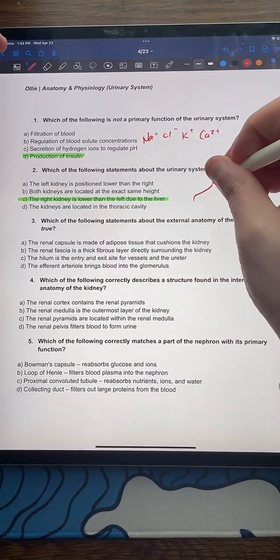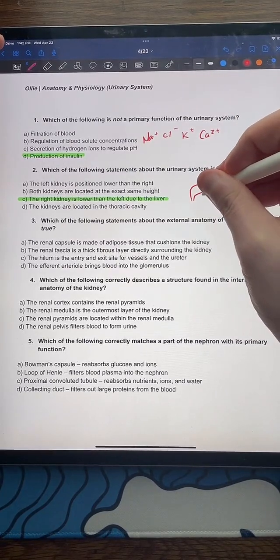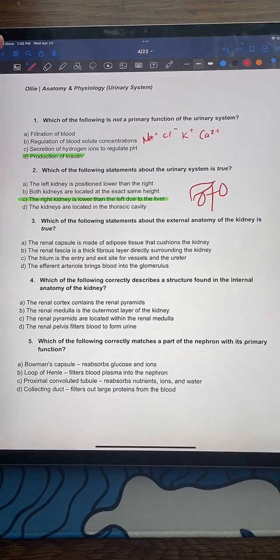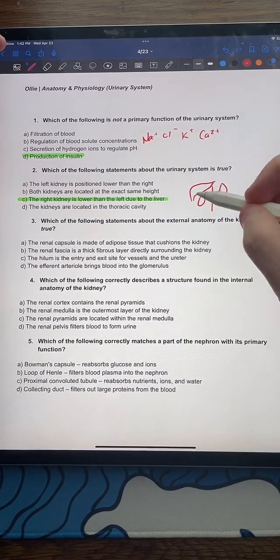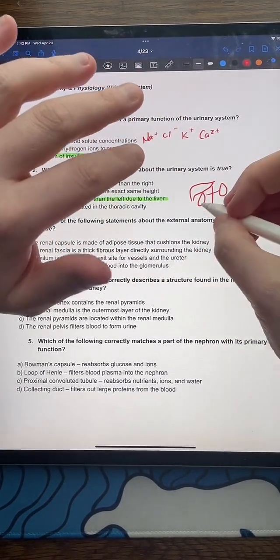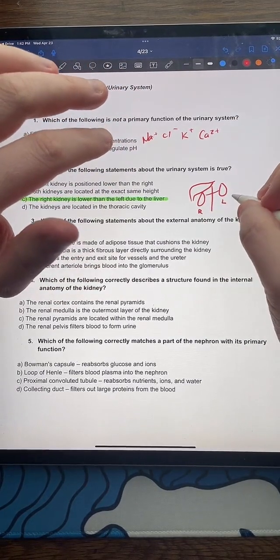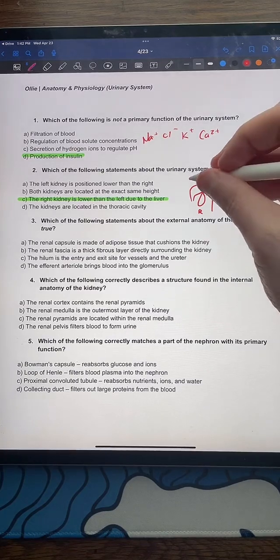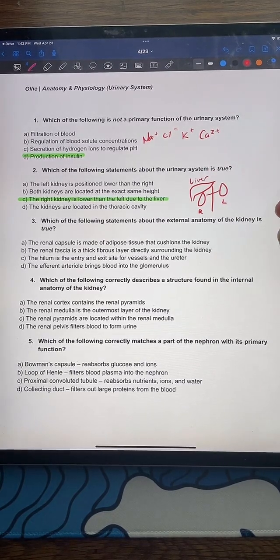So if we have our liver, the kidney is a little lower. This is our spine. So it's a little lower. So the right kidney, again, if we're opposite, so this is the right and this is the left. Our right is lower than the left because of our liver.